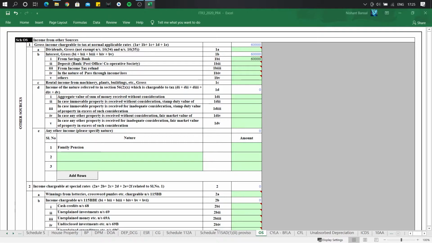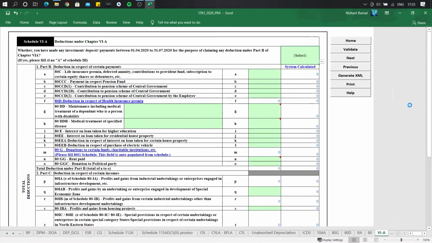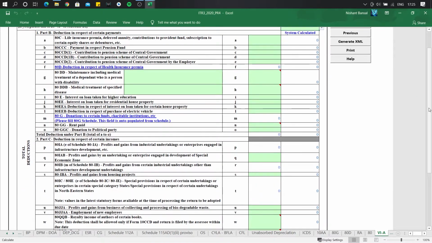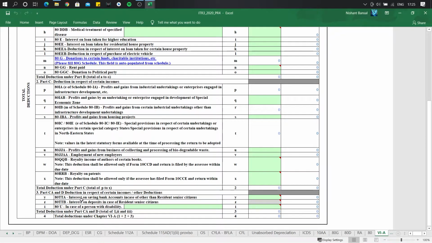Alright, and the maximum deduction allowed is 10,000 in this case. So if we go to chapter 6A, this one, 80TTA is interest in savings bank account in case of other than resident senior citizen, and 80TTP is for resident senior citizen. So we'll enter 60,000 here.